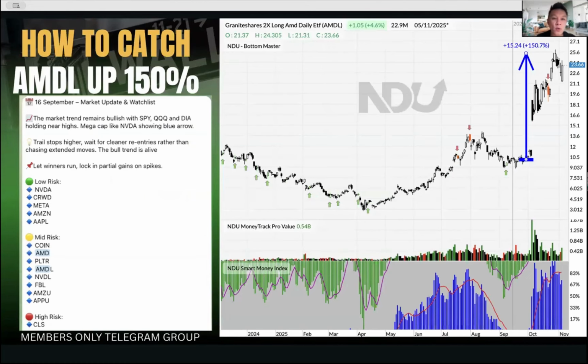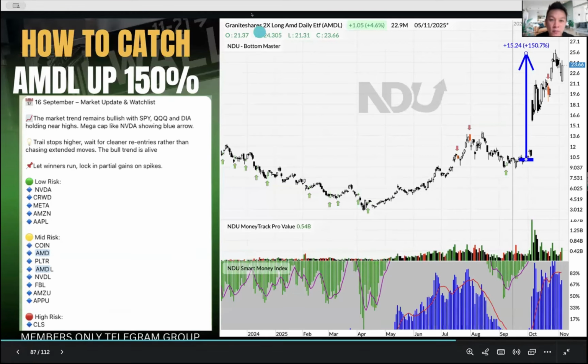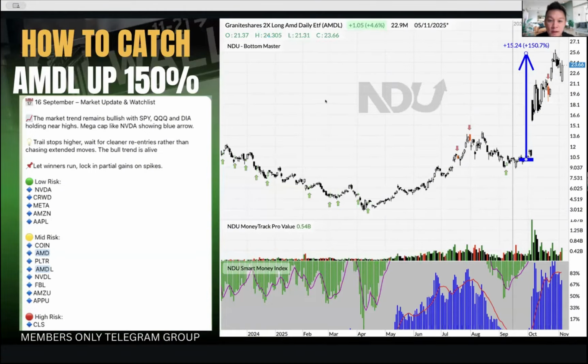This is one of the stocks that we recently made a lot of money from. In September 2025, with AMDL alone, we actually made a few hundred thousand USD. So how did that happen, and how come we are talking about it here?